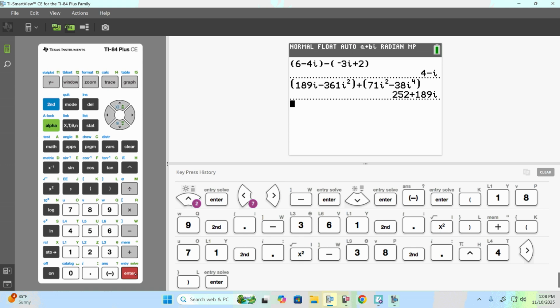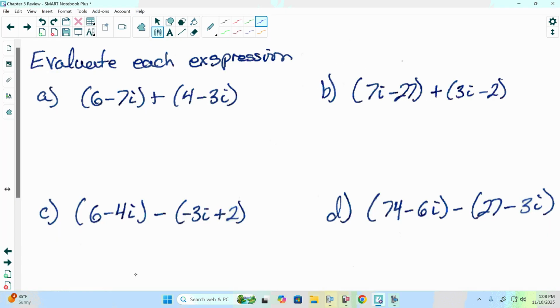It did all of that for us because if we were doing it by hand, we would have to simplify those and then add and subtract like terms. Here it just said, cool, it's 252 plus 189i. Questions on addition or subtraction?